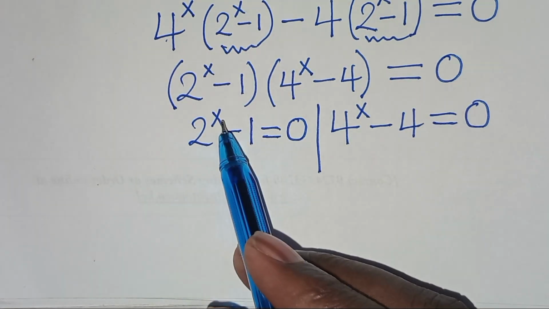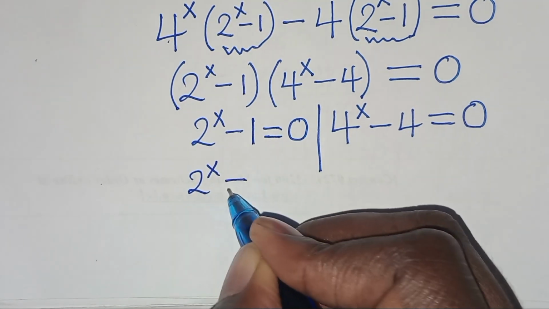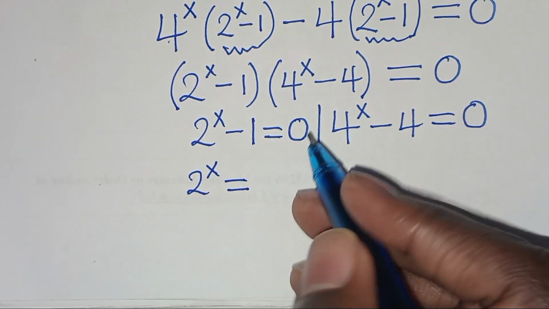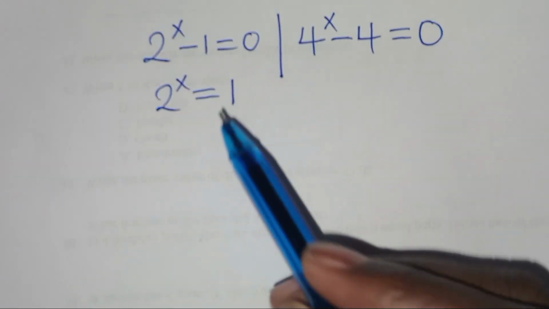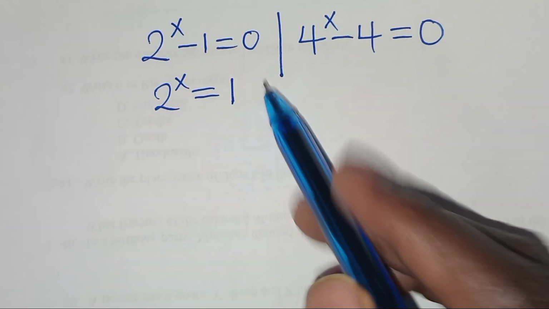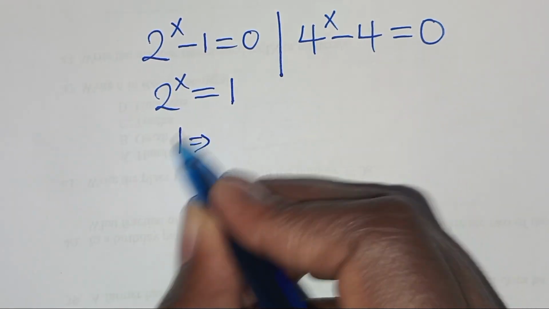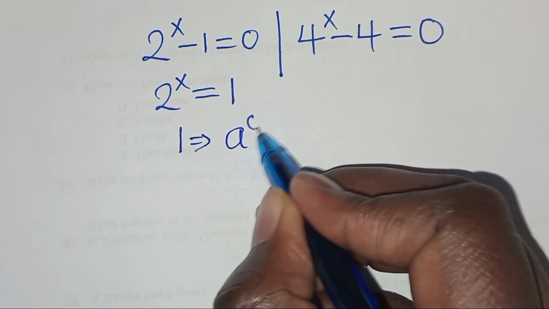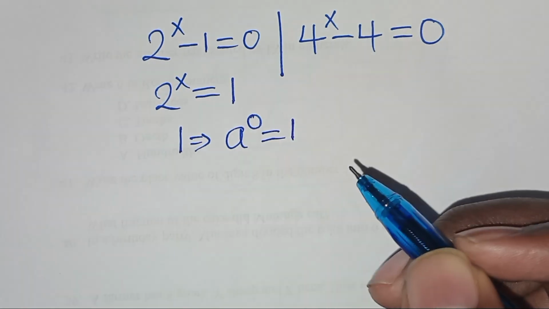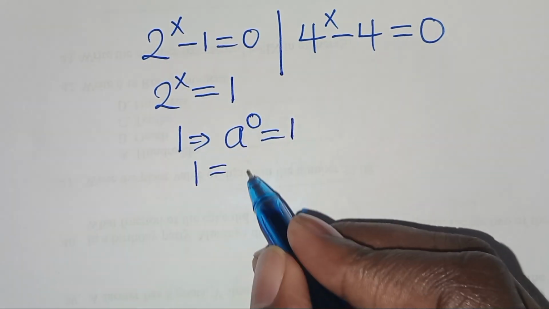From the first part here, we have that 2 to the power x is equal to, let's take minus 1 on the right hand side, so this is equal to 1. On the first part here, we have that 2 to the power x is equal to 1. Now we can express 1. Now, given that a to power 0 is equal to 1, this implies that we can express 1 as 2 to power 0.